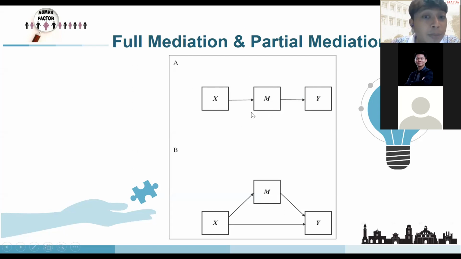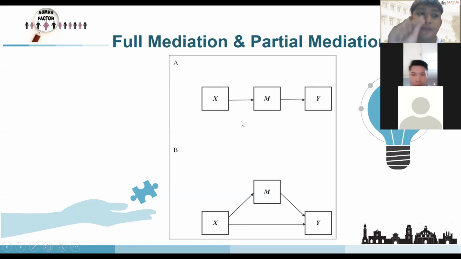If you use multiple linear regression or correlation, you would say X is not correlated with Y, so why do it with X and Y? Yes, it has no correlation with Y, but between X and M there is correlation, and between M and Y there is correlation. So perhaps the story is actually full mediation. That's another powerful thing about SEM. For example, X and M, no connection.